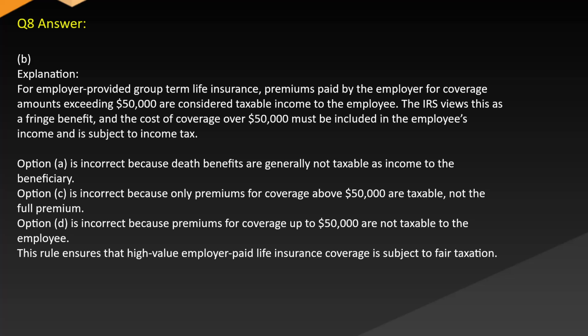Option A is incorrect because death benefits are generally not taxable as income to the beneficiary. Option C is incorrect because only premiums for coverage above $50,000 are taxable, not the full premium. Option D is incorrect because premiums for coverage up to $50,000 are not taxable to the employee. This rule ensures that high-value employer-paid life insurance coverage is subject to fair taxation.